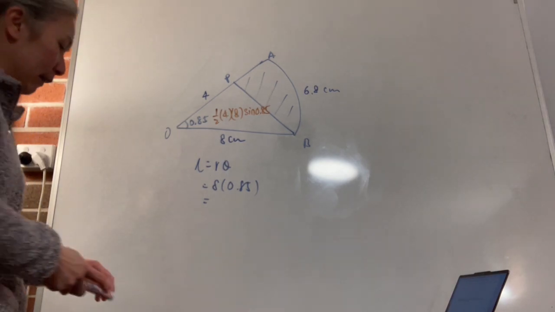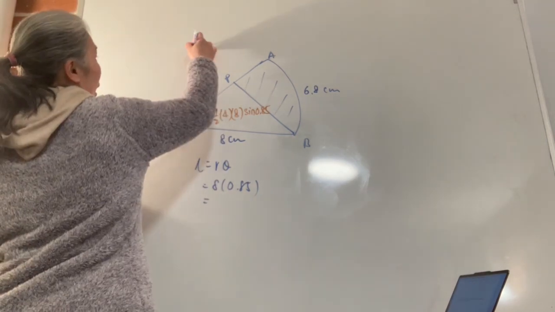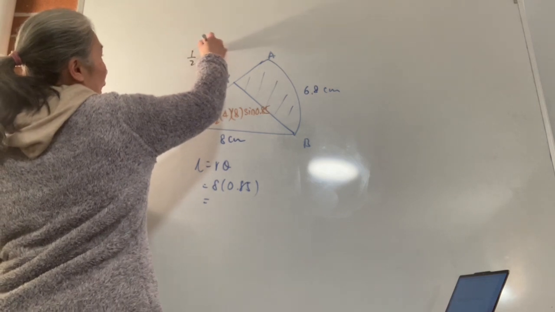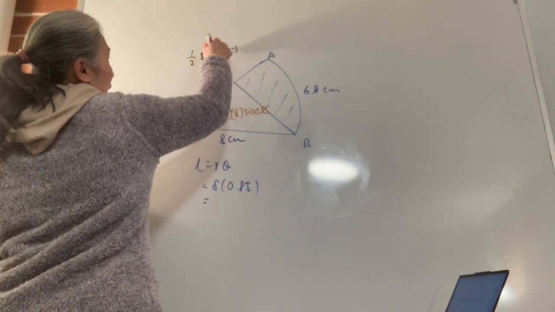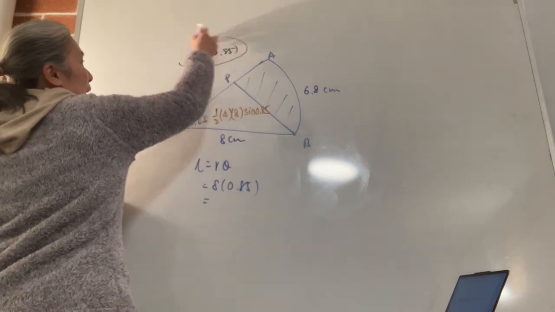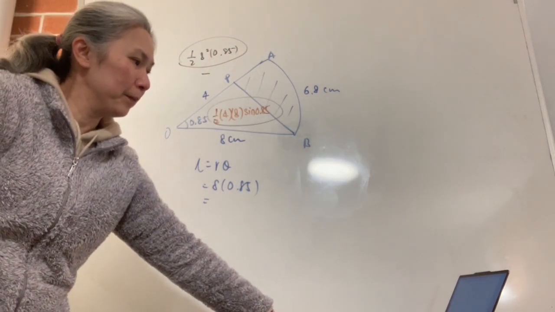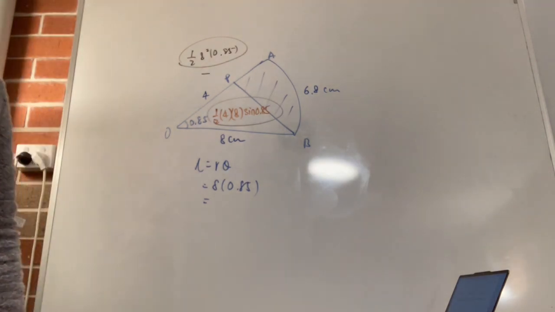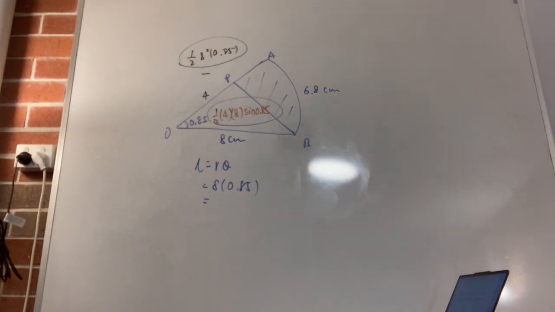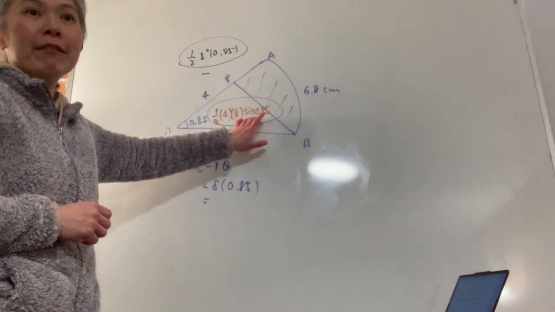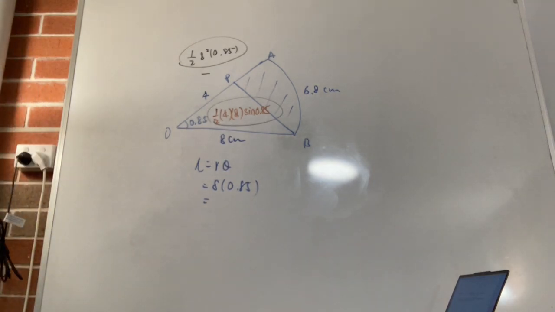Use the area of the sector, which is a half r squared theta, minus this number, this minus that. And that gives you the shaded area. Make sure your calculator is in radian, otherwise you're not going to get a good number, because I'm using sine 0.85. Yes, make sure you change your calculator to radian.